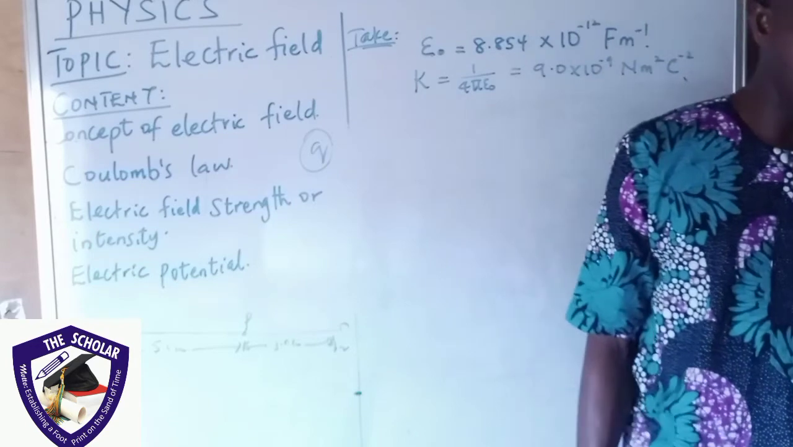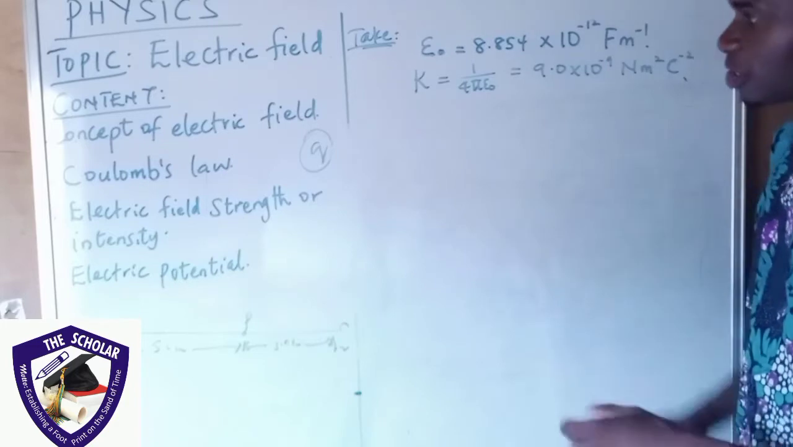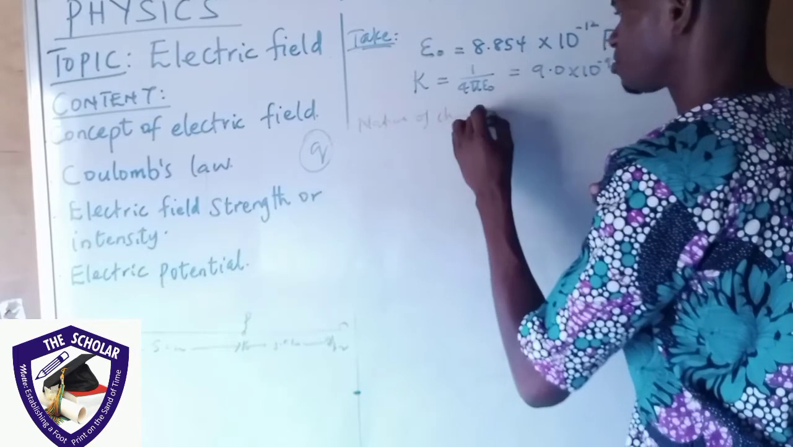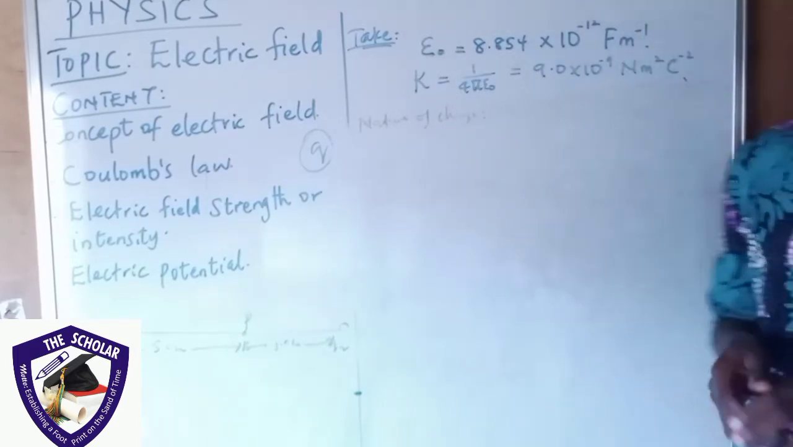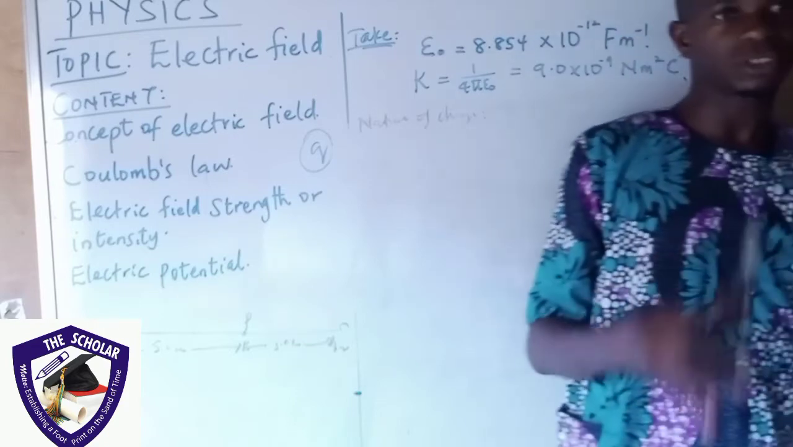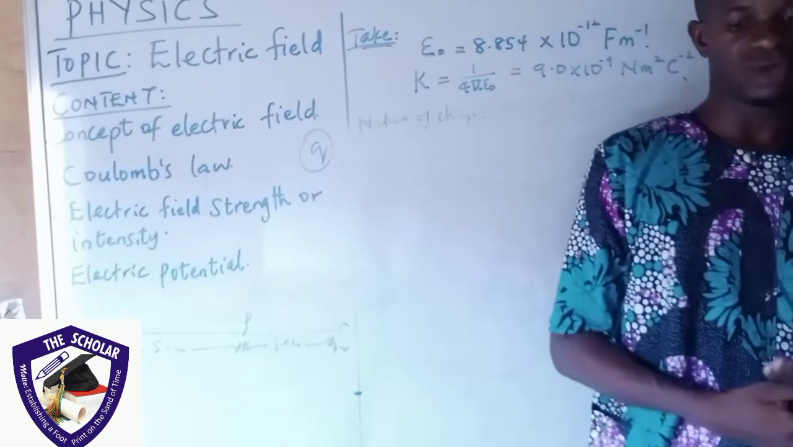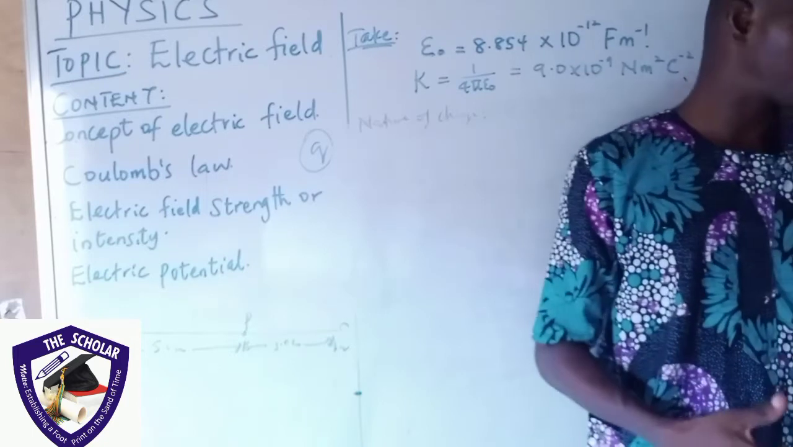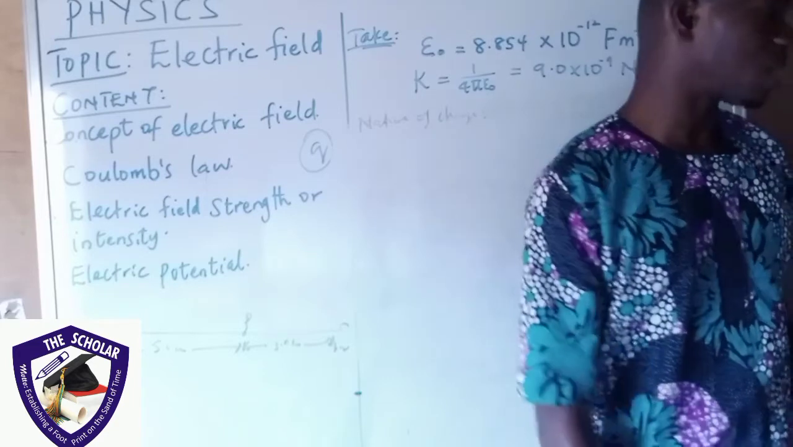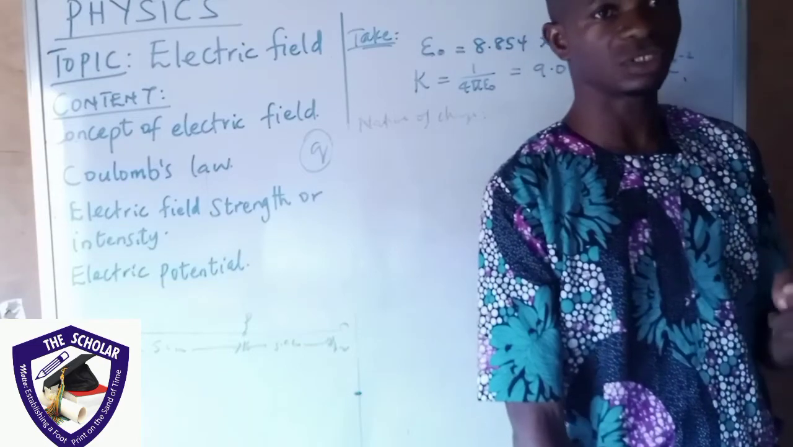The first one is the nature of the charge. When we talk about the nature of the charge, here we are talking about either positive, positive, or positive, negative, or negative, negative. So if you look at these three, we are going to look at what will be the effect on electric field intensity when it comes to these charges.